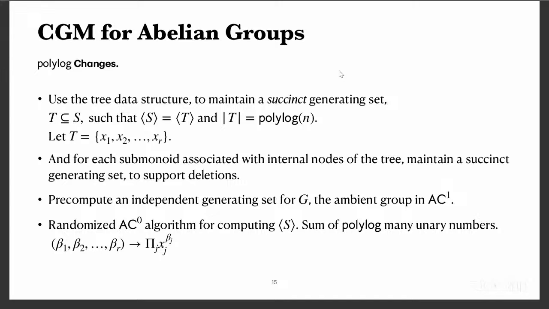And now the randomized AC0 algorithm for computing the span of S is just to take a random sequence of exponents, and compute xi to the beta i, where the xi's are the elements of the generating set.